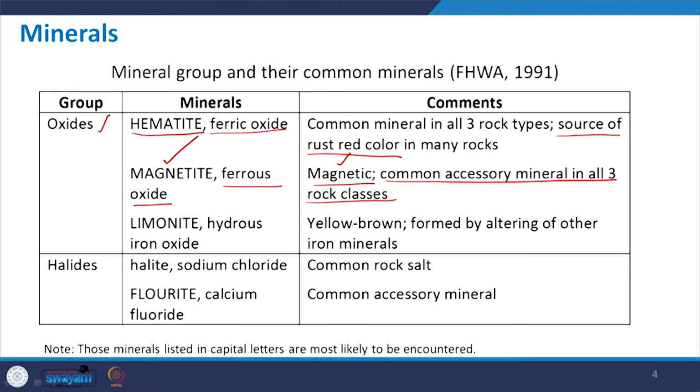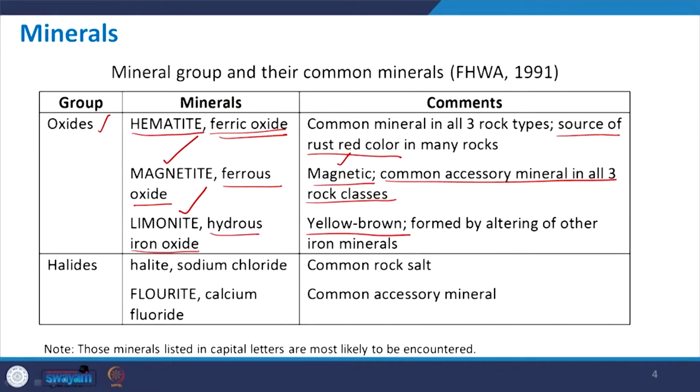Keep in mind that magnetite is magnetic. The third one in the oxide group is limonite, which is hydrous iron oxide, and note the color: yellow brown. How will you differentiate between these minerals which fall in the same group? One criterion can be color. If it is rust red, it is hematite, or ferric oxide. If it is yellow brown, then it is hydrous iron oxide, or limonite. These are formed by altering other iron minerals.